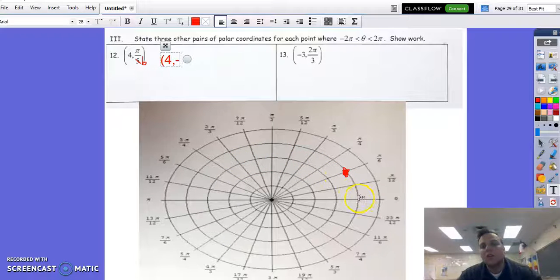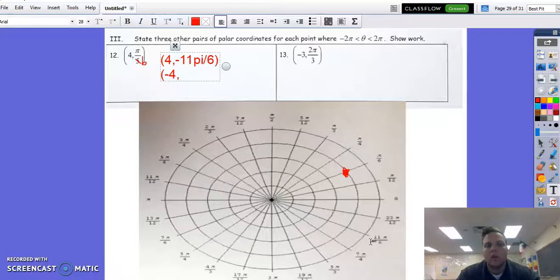If I was to go 22 lines in the positive direction, that would tell me the same angle that I just went in the negative direction, it's just merely negative. So 22 lines going around falls at 11 pi over 6. So negative 11 pi divided by 6. That's my first point.